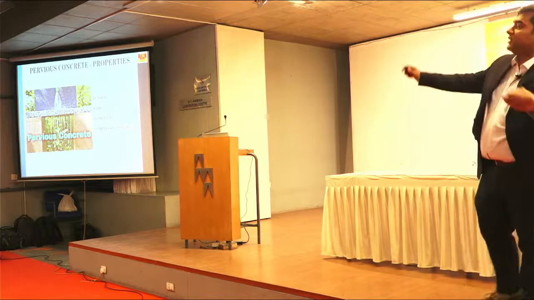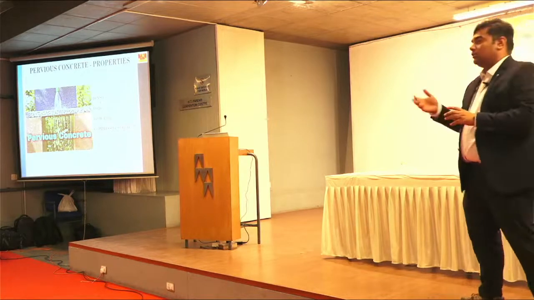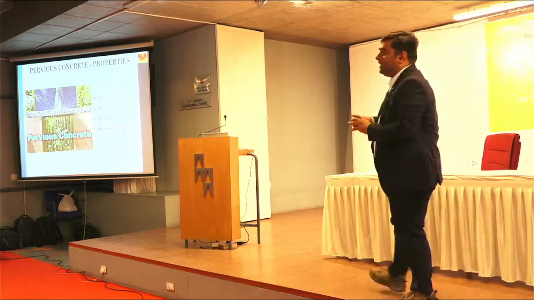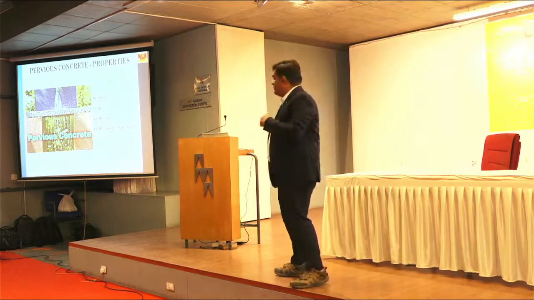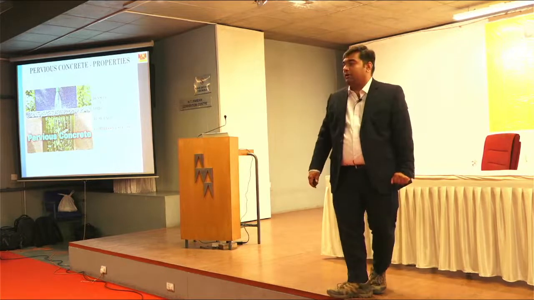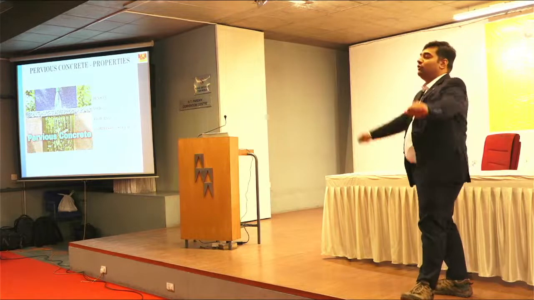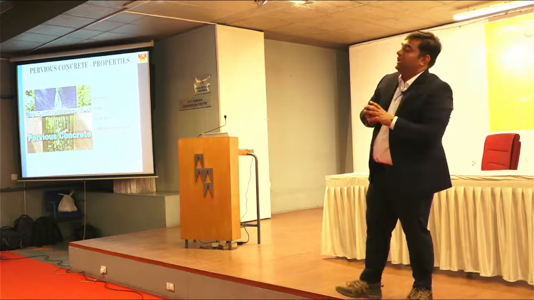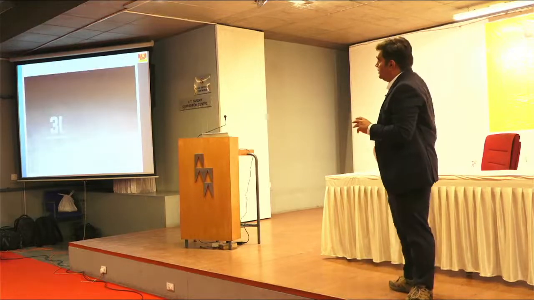Its density is around 1600 kg per cubic meter to 2000 or somewhere around 1800 kg per cubic meter. Voids of 15 to 25% are present. Flow rate of water is 0.2 to 0.54 centimeter per second, and its compressive strength can go from 3.5 to 28 megapascal. Okay, so we'll move ahead.